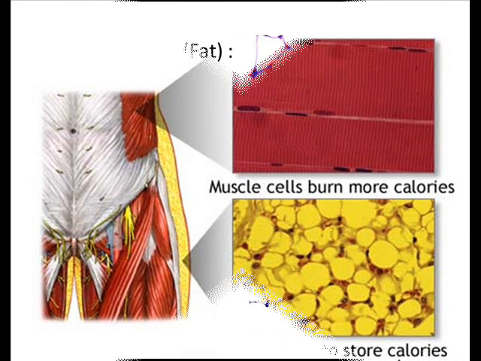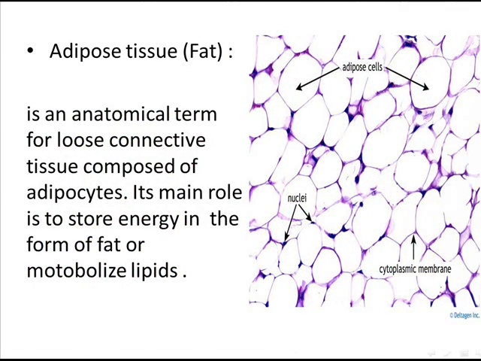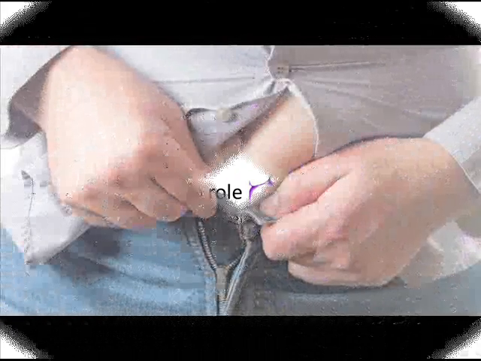When we eat a lot of food, our body will store the excess food or sugar in the form of fat in the adipose tissue. Look at the picture. Here you can see the adipose tissue is composed of adipocytes or adipose cells, or you can say fat cells. In this cell you will find the fat droplet. Of course, the main role of this tissue is to store energy in the form of fat. When our body needs this energy, the fat will be broken down to give us the energy which we need.